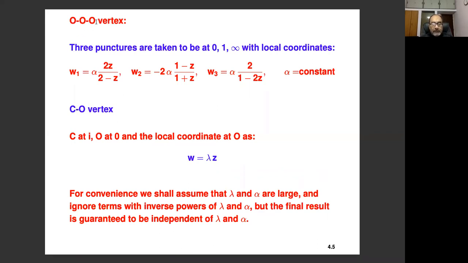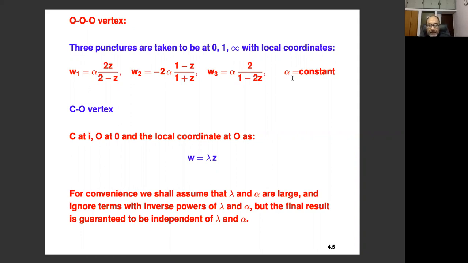So in the triple O vortex, on the disk or on the upper half plane, of course, we can use the SL2R transformation to fix the positions anywhere we like. So it fixes the positions at 0, 1, and infinity. And the choice of local coordinates that I'll be making at these 3 points is given here: W1, W2, and W3.